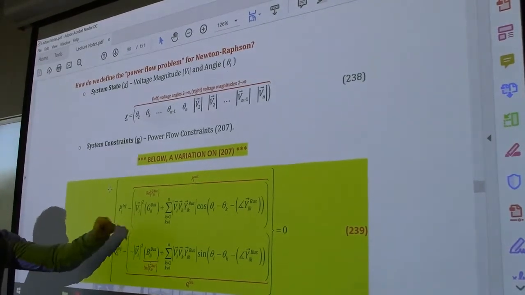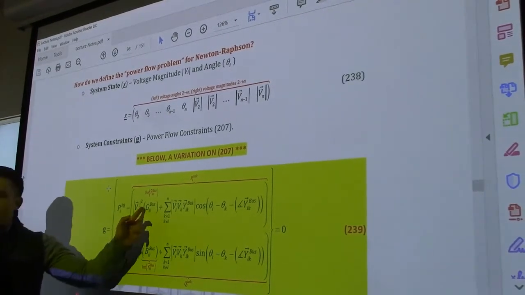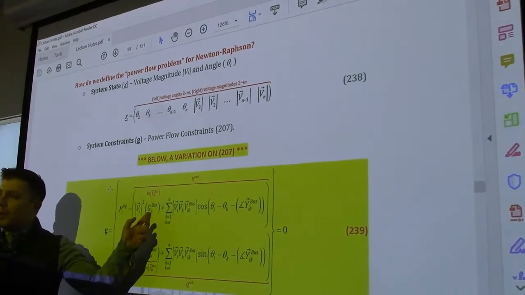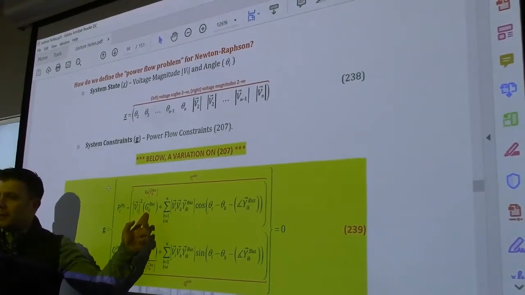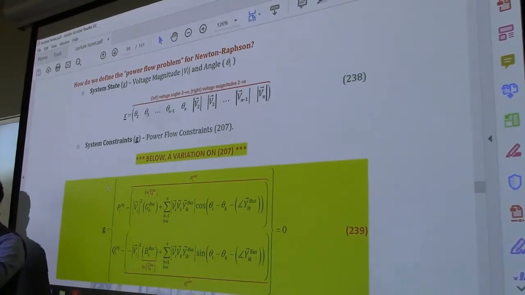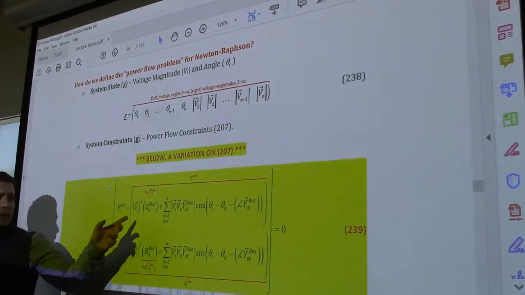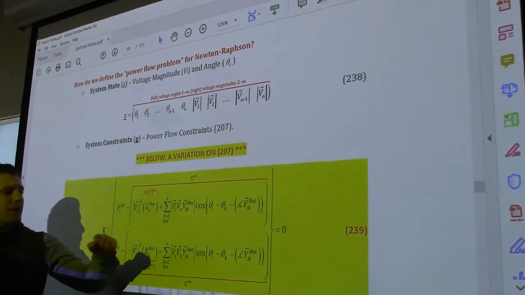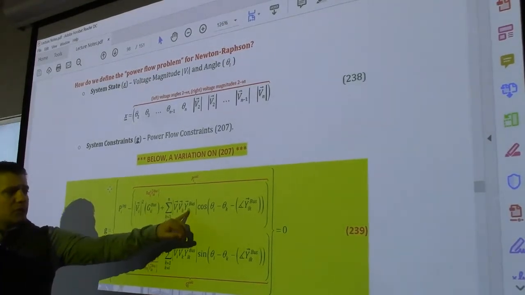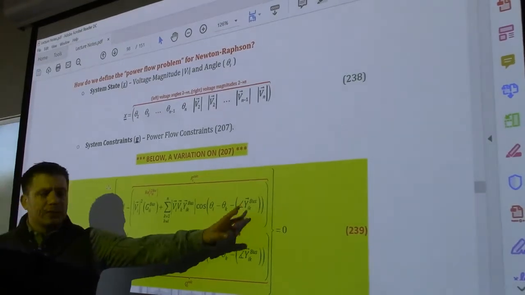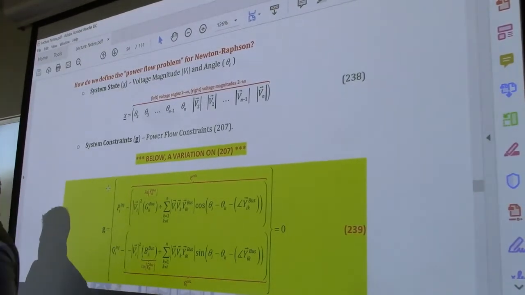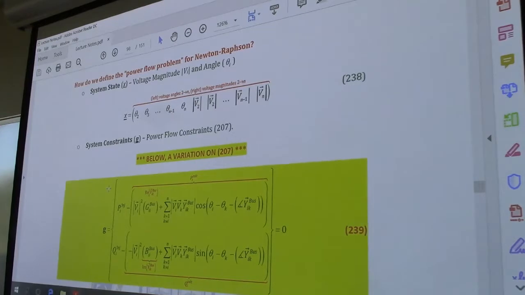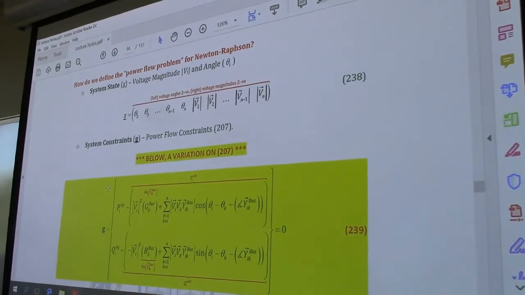Voltage at bus I, voltage magnitude at bus I. G_II bus is just the real part of Y_II bus, right? G is conductance, B is susceptance. So if you calculate your Y bus matrix, you can just pull out the real part of that element. Voltage magnitudes, Y bus, voltage angles, Y bus, etc. So none of these values are new to you. The form of it may look a little bit different.